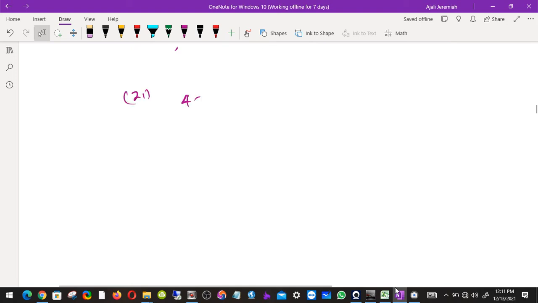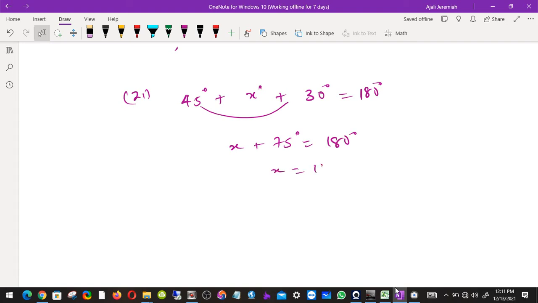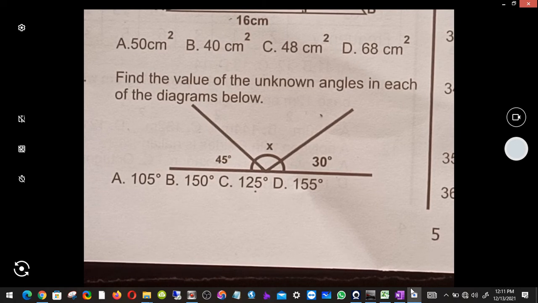So 45 degrees plus S degrees plus 30 degrees is equal to 180. Just add these: 75 degrees. So what's S? 180 minus 75. Okay, so the unknown angle here is 105. Next question. Number 22.